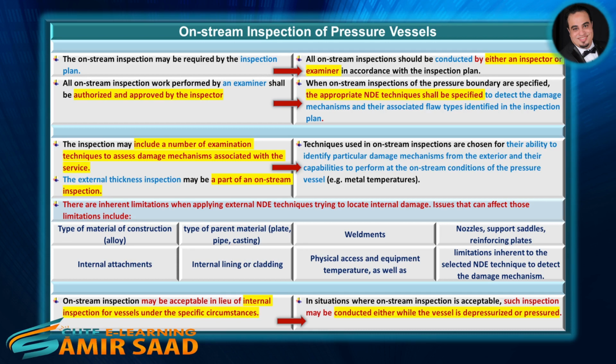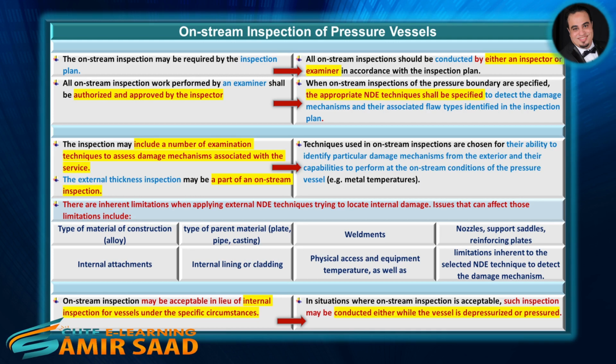Techniques used in on-stream inspections are chosen for their ability to identify particular damage mechanisms from the exterior and their capabilities to perform at the on-stream conditions of the pressure vessel, for example, metal temperatures. There are inherent limitations when applying external NDE techniques to locate internal damage.